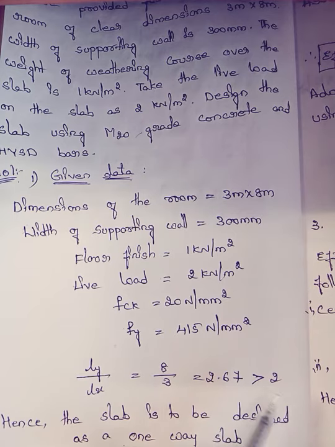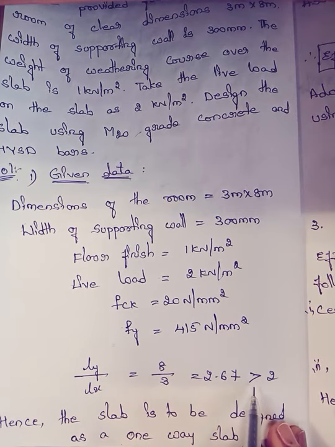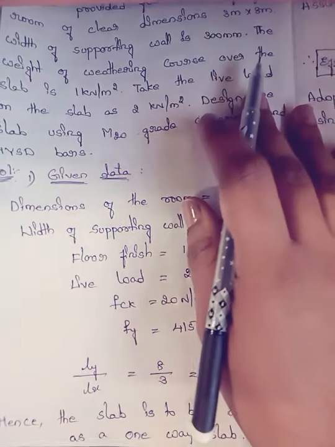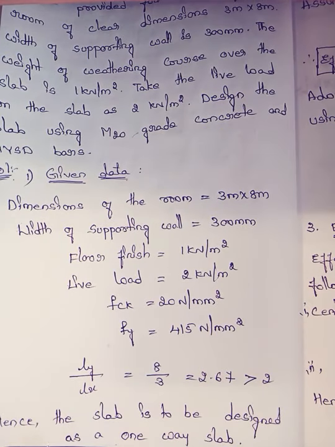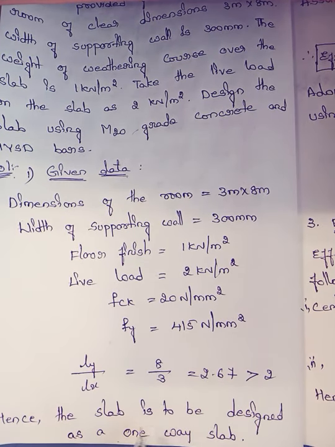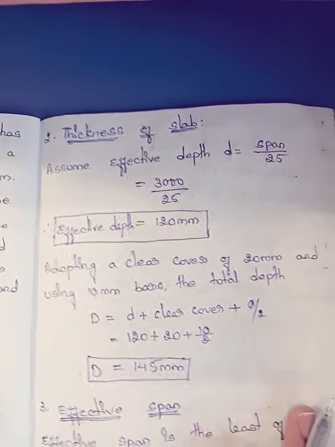Which is greater than 2. When the Ly by Lx ratio is greater than 2, it is a one-way slab. When it is less than 2, it is a two-way slab. So the given problem has to be designed as a one-way slab. Hence the slab is to be designed as a one-way slab. Now we'll move into the second step.